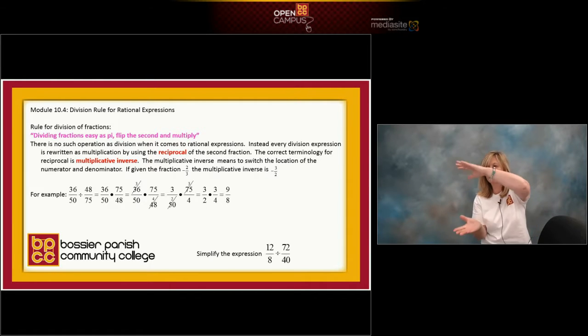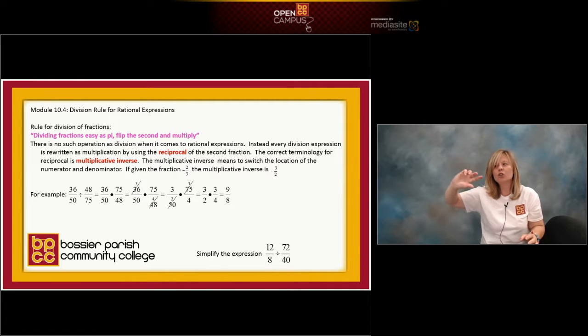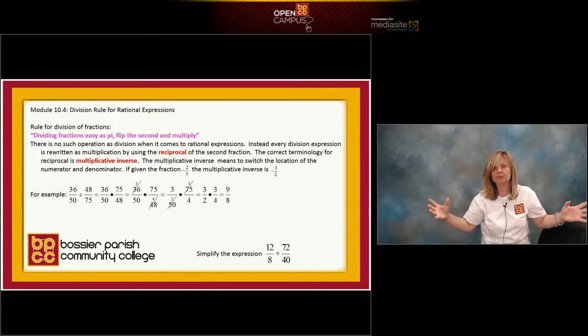All that's saying is whatever fraction you have, you're going to take the denominator, put it in the numerator, take the numerator, put it in the denominator. That's what flip means. And once you flip that second fraction, the division now becomes the operation of multiplication. And we're back to where we started.